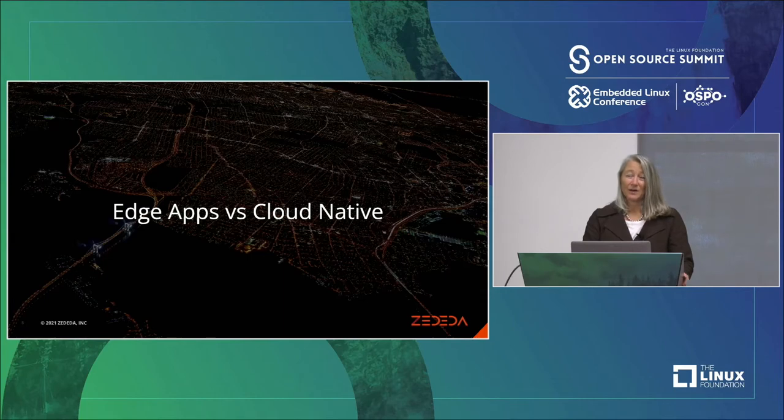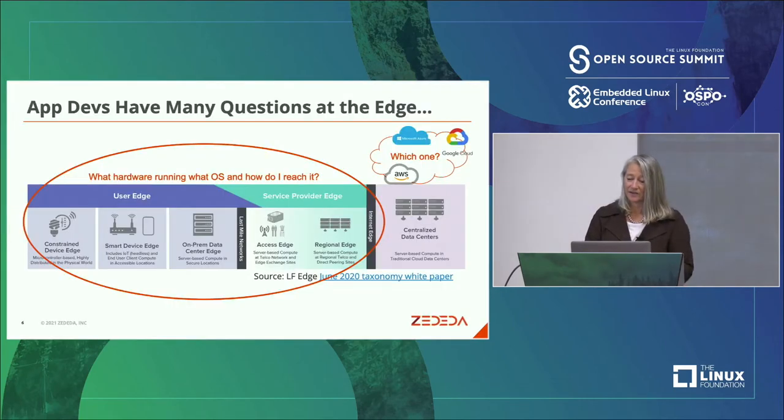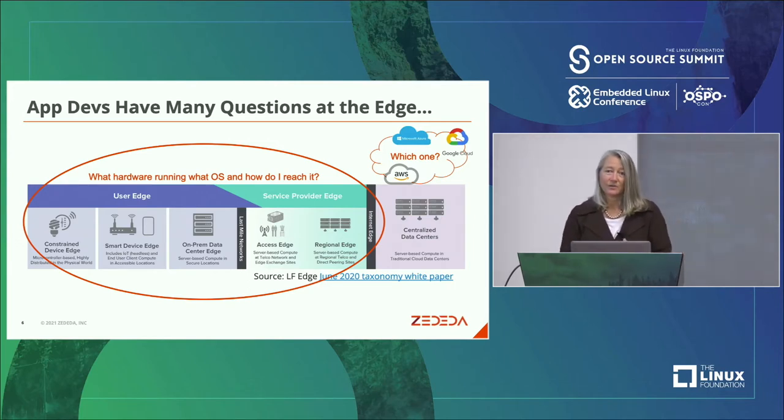Then I want to talk about the applications that run on the edge compared to cloud native. What happens when you deploy apps and containers to the cloud is you wonder, what operating system is actually running below your applications? Well, I don't know. Is it really like GCP? I honestly don't know what's running in all these public clouds.